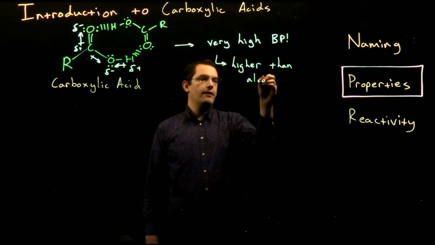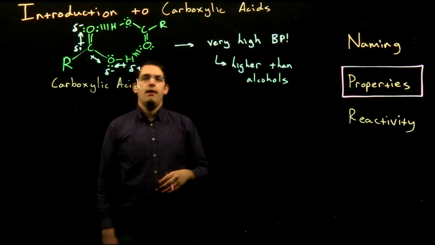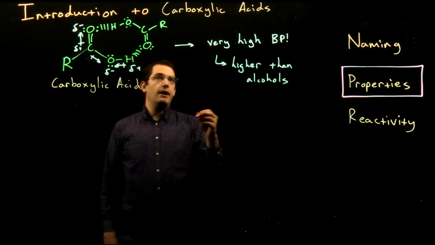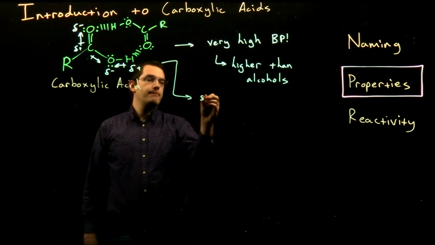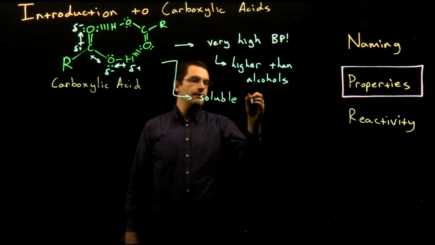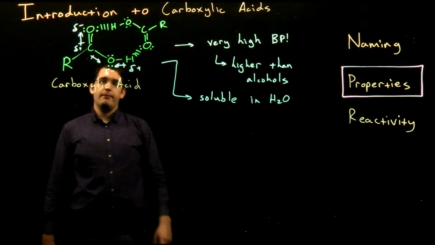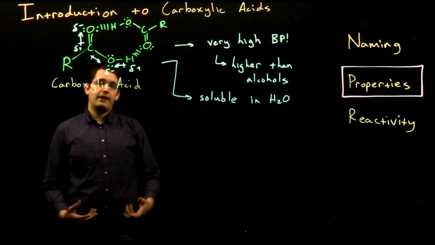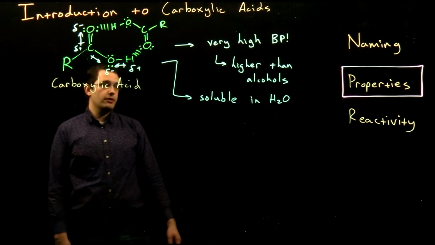And of course they'll be higher than the other functional groups that we've looked at as well. This of course will also correspond with a very high solubility in water, at least for our smaller carboxylic acids. So in terms of both solubility and their boiling points and melting points, carboxylic acids are really at the top of the table when it comes to our organic functional groups.